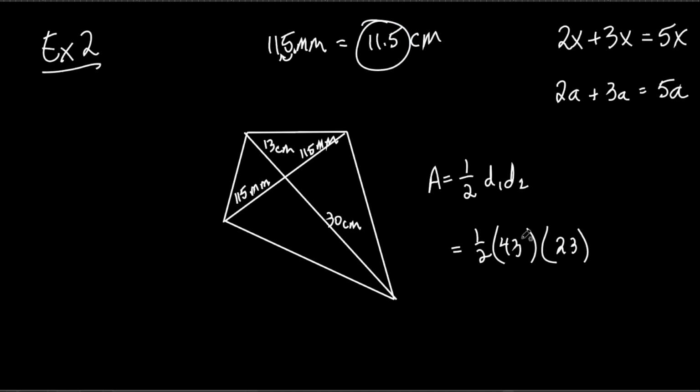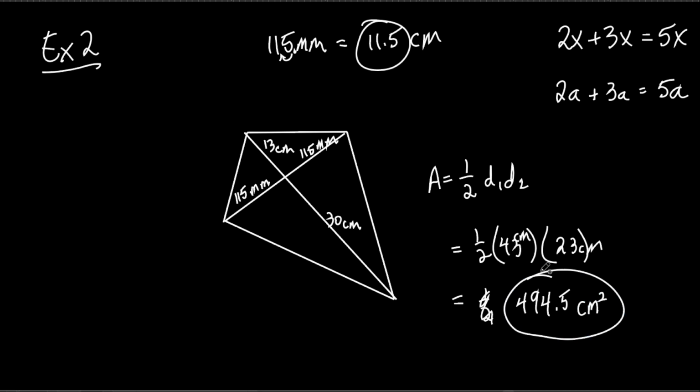Now, this is in centimeters, and that's in centimeters. So what is the answer? Let's just do it. It's 494.5, but you can do that in your calculator. The important thing right here is that it's not just centimeters, it's area, so it's centimeters squared. And there you go.